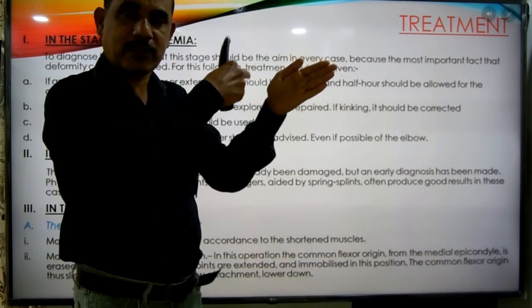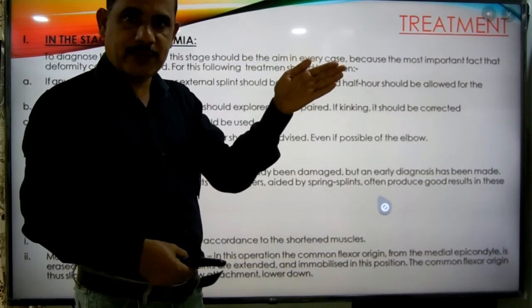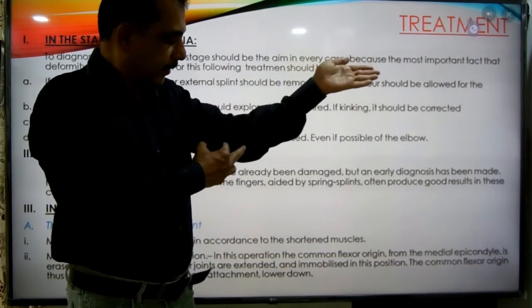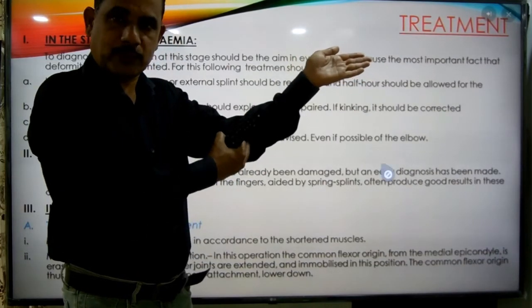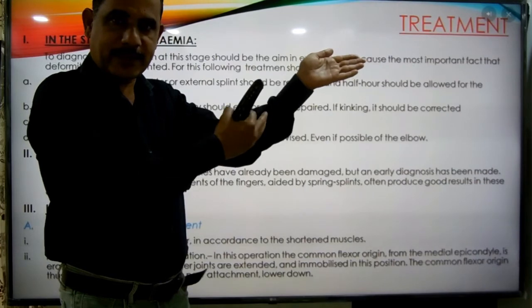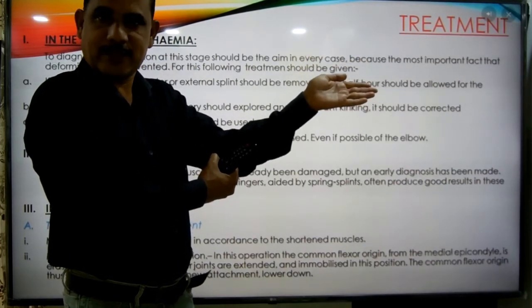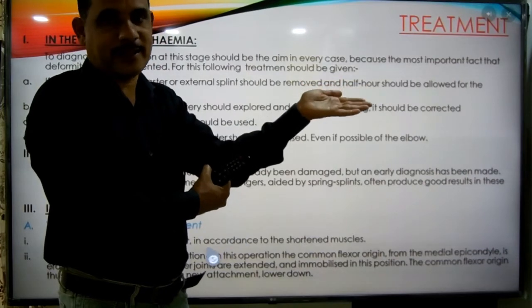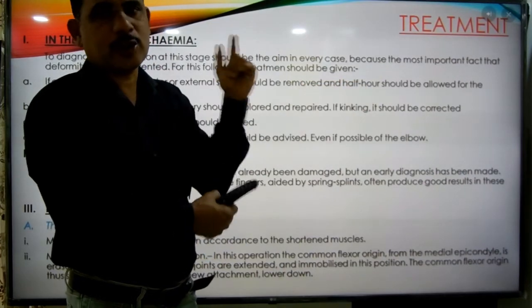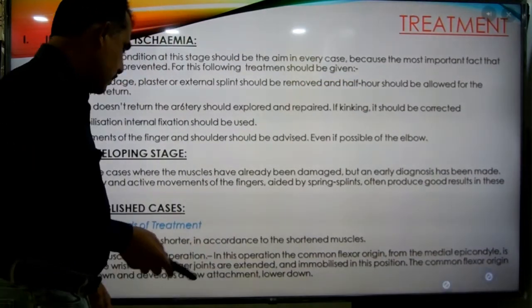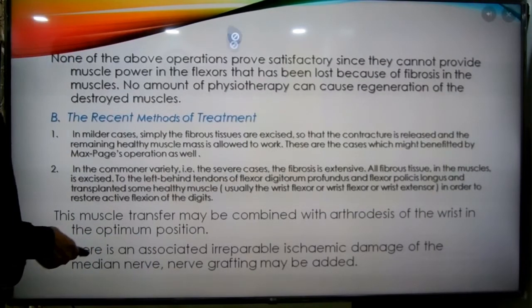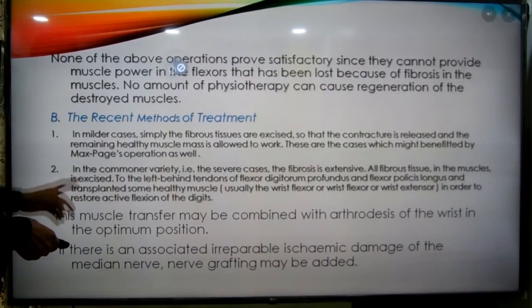Either in plaster or in a tight bandage, isn't it? And then whatever muscle attachment you have erased, they make a new attachment on the lower side, isn't it? At the humerus, or at the arm. This is also the oldest method there. The next, see, there are oldest methods.